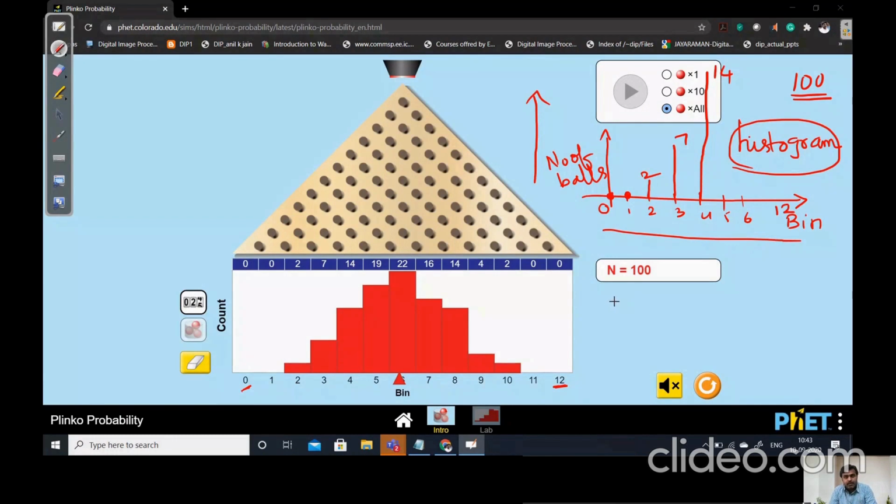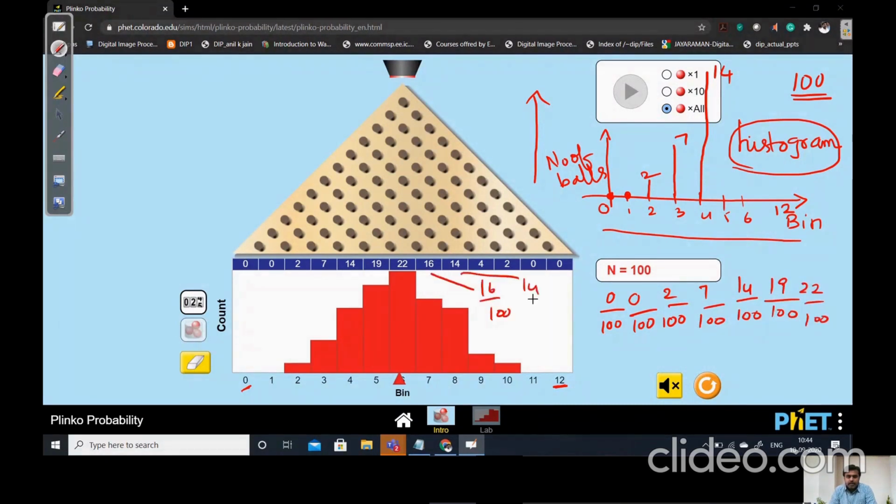Probability means number of balls by total number of balls. 0 by 100, right? Zero. First bin? 0 by 100, zero. 2 by 100, 1 by 50. Second bin? 2 by 100. Third bin? 7 by 100. Next one, 14 by 100. Next, 18 by 100. Next, 22 by 100. Next, 16 by 100. Next bin, 14 by 100. 4 by 100. 2 by 100. And again zeros.